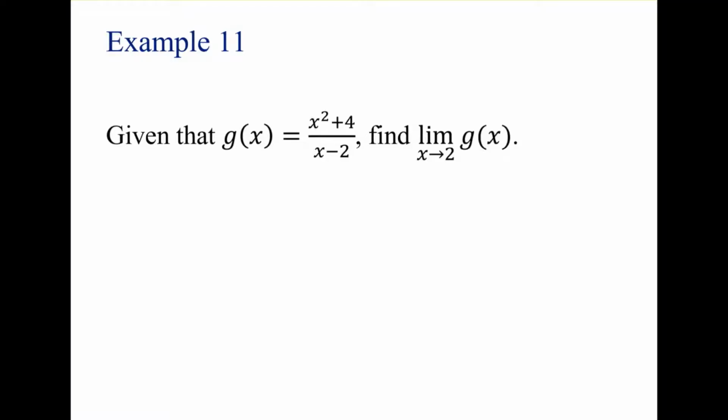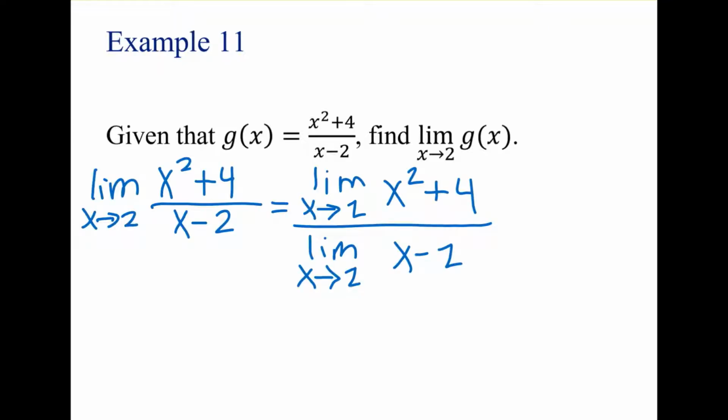Given that g of x equals x squared plus 4 over x minus 2, find the limit as x approaches 2 of g of x. The function is a quotient of two functions, so let's use our quotient property. Remember that when we use the quotient property, we take the limit of the top and divide it by the limit of the bottom function.